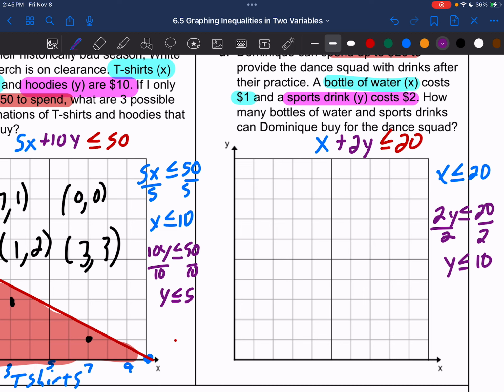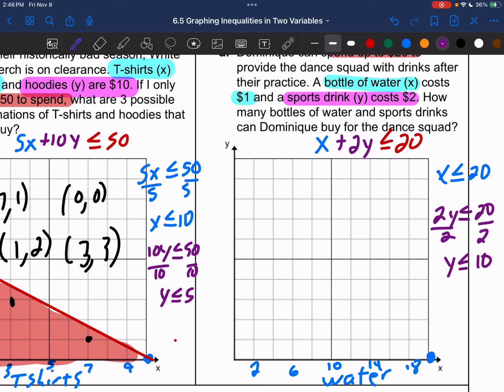So let's take a look at our graph on this. x was water. And I know I need to go up to at least 20, so I'm going to go by 2s. So 2, 4, 6, 8, 10, 12, 14, 16, 18, 20. So my point on the x-axis is at 20.